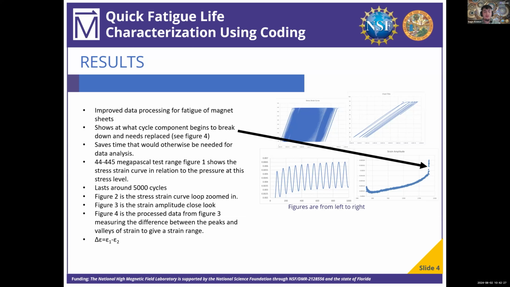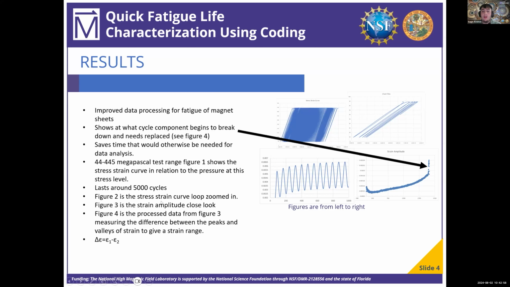The test range for figure 1 was between 44 to 445 megapascal, and that is our stress strain curve. That was the pressure at this stress level. We found out that the disks last around 5,000 cycles of on and off power distribution.